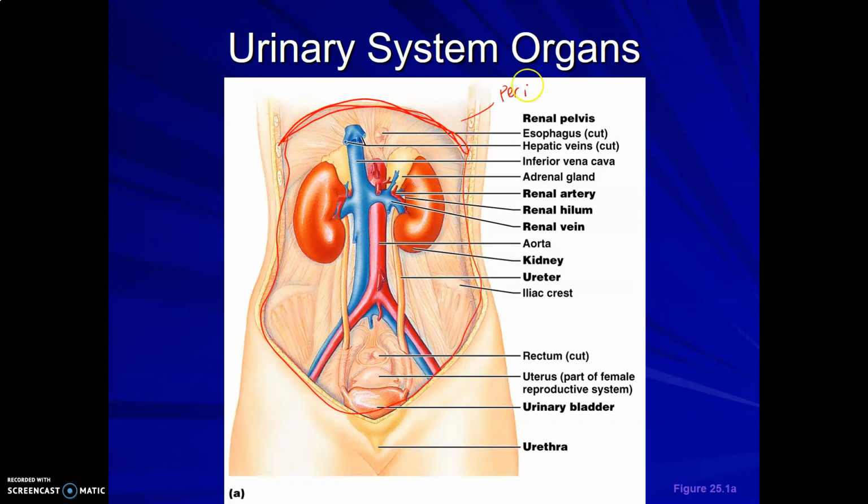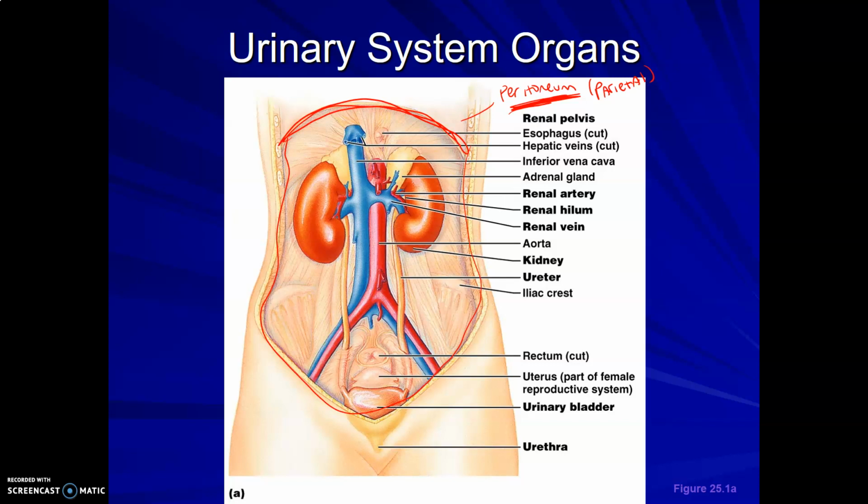If you remember from first semester, we talked about the parietal and the visceral pleura and pericardium. In the abdominal pelvic cavity, we don't have specific coverings like pleura and pericardium that are specific to the organs. We call all of the serous membranes in the abdominal pelvic cavity parietal and visceral peritoneum. So this is going to be your parietal peritoneum, because where would your visceral be? Surrounding each and every organ.